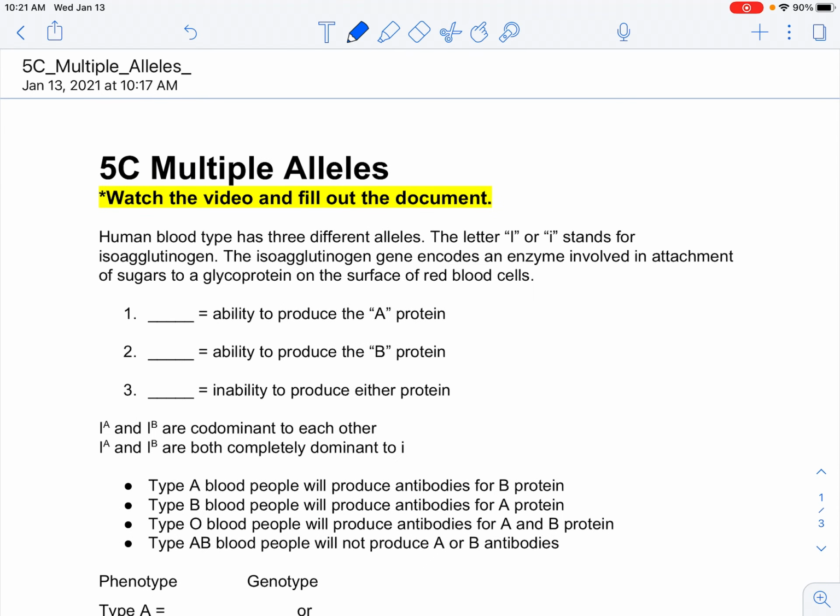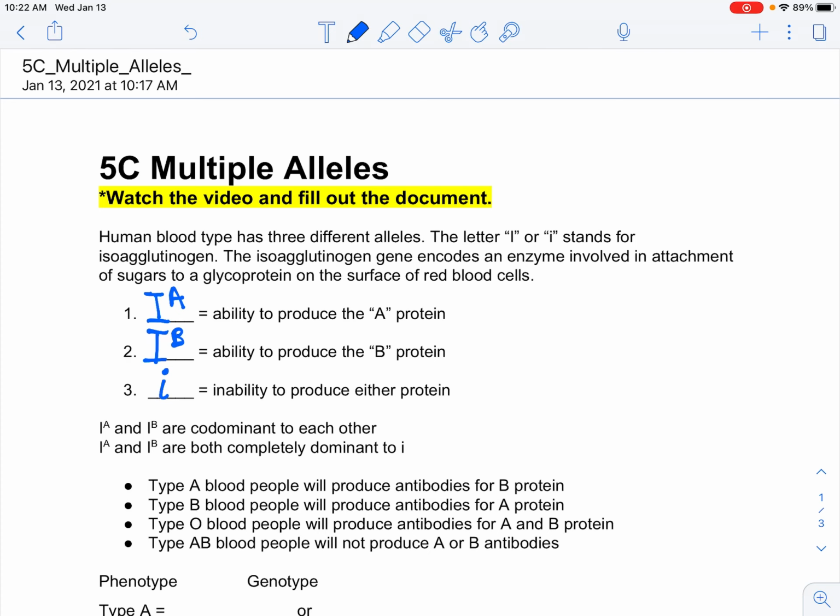The ability to produce A protein is called isoagglutinogen A. So we'll just do capital I superscript A. That's the allele that produces the A protein. Similar for the B protein, but it's capital I superscript B. And then the inability to produce either protein, basically you just need a placeholder here. This means that it's a gene that's not going to produce a protein. And we'll just call that little i. So that doesn't produce anything.